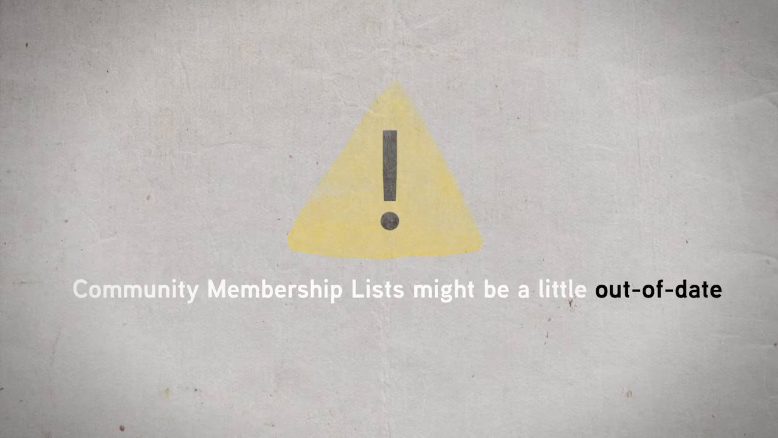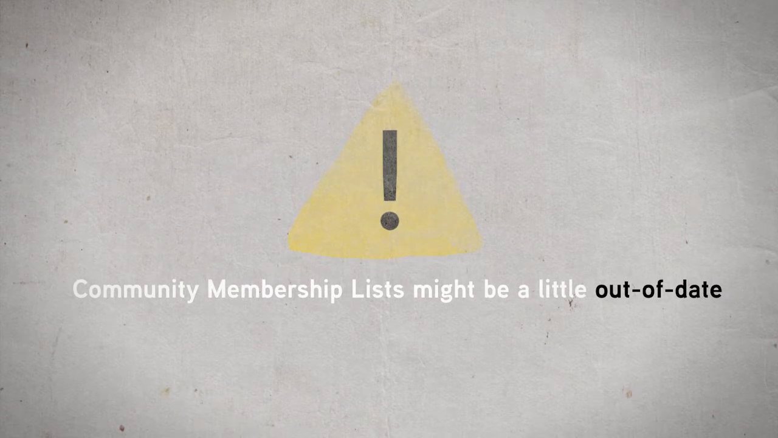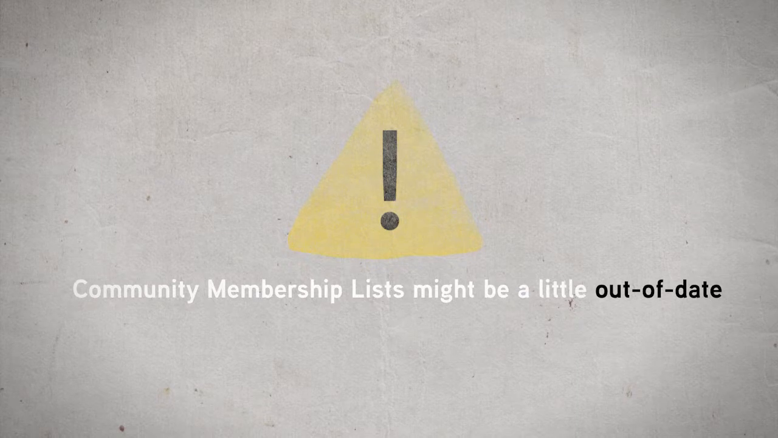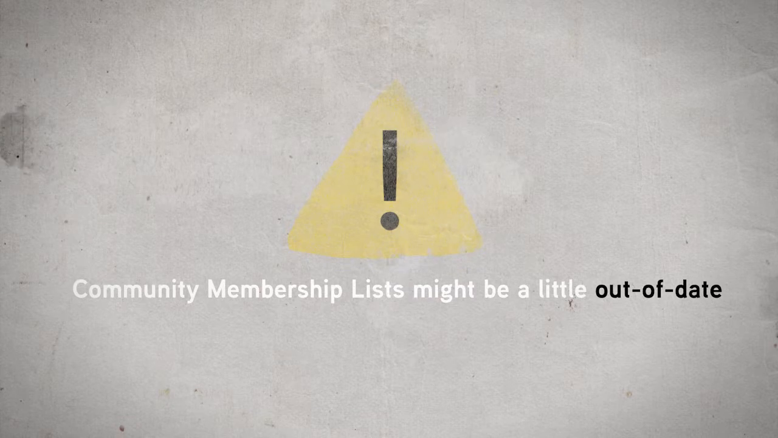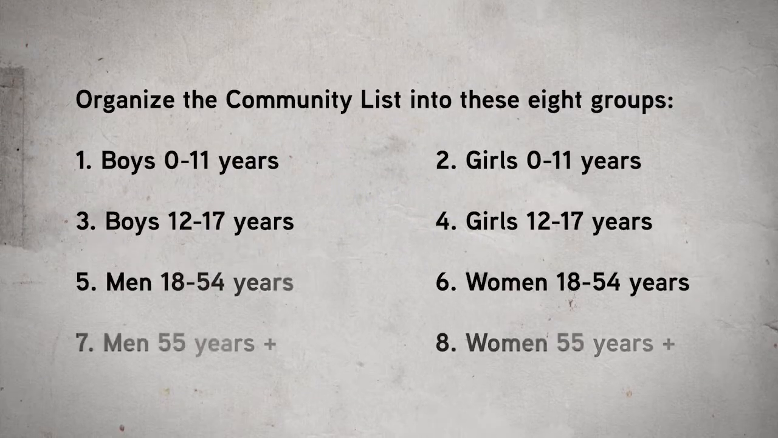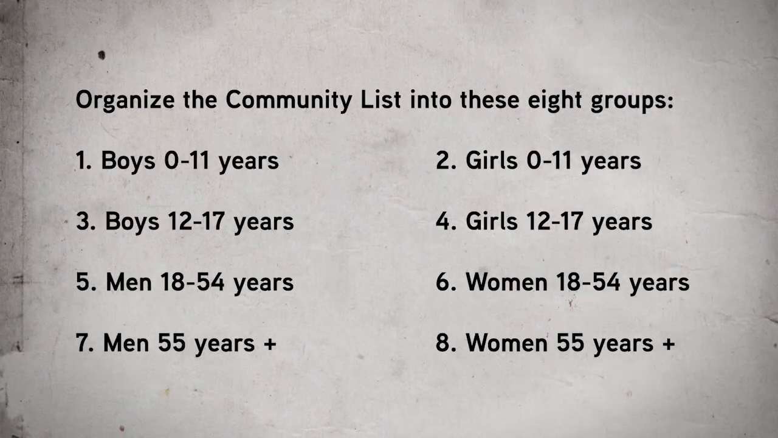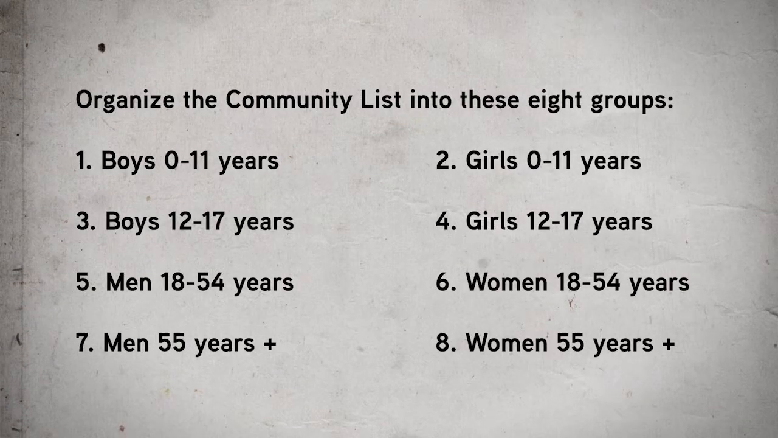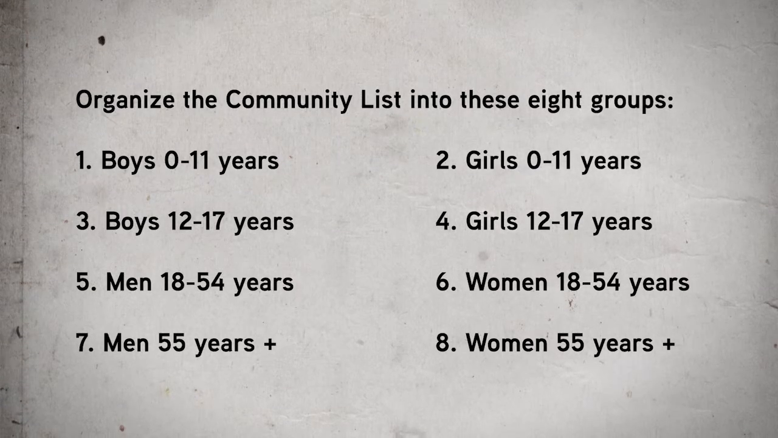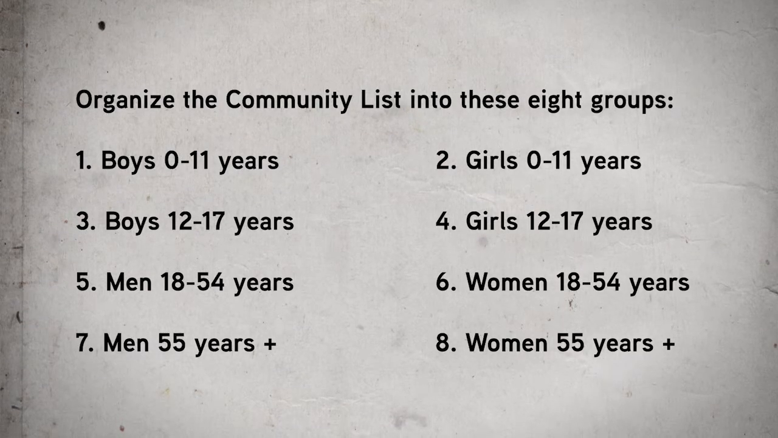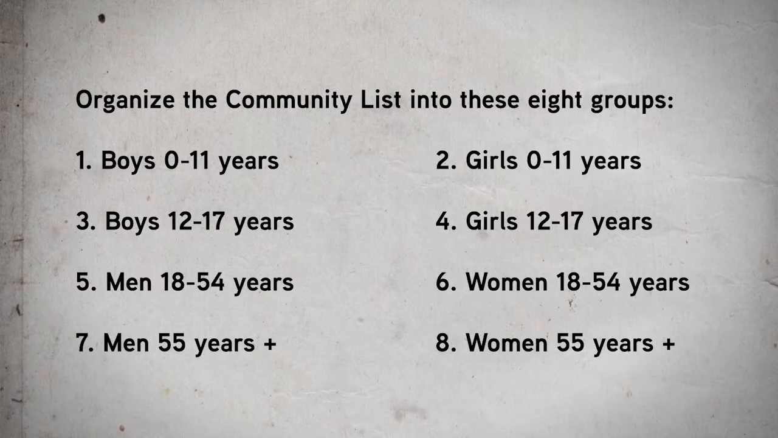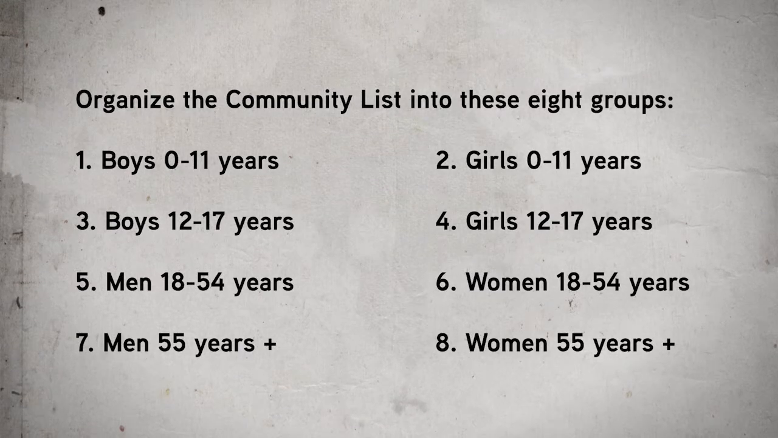Keep in mind that community membership lists might be out of date. They may not reflect recent births, deaths, or people who've left the community. So before you move forward, make sure that your list reflects any of those changes. Once you have an updated list, your first goal is to categorize the list by age and sex group. Here's what those categories look like. As you can see, there are 8 categories based on age and sex. So, for example, there's boys aged 0 to 11 or women aged 18 to 54.